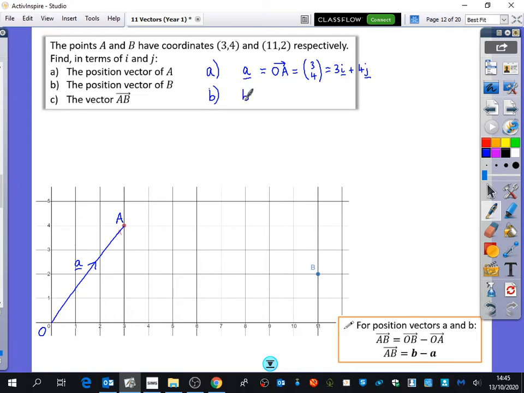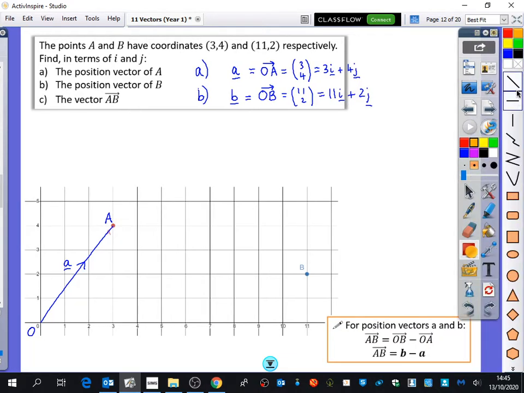And so B, it wants the position vector of B. Well, the position vector of B, we tend to just write it as B. And that means how do you go from the origin to B? And it's very simply just going to be 11 across and 2 up, which we could write as 11i plus 2j.